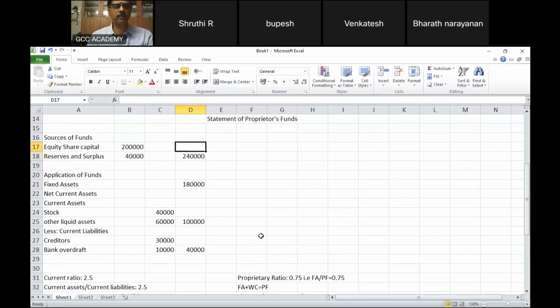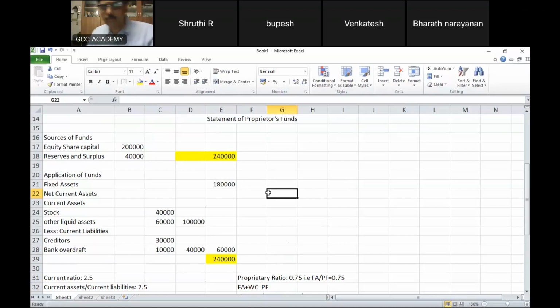So here you've got the total 2,40,000. Proprietary funds 2,40,000 total. Sources of funds and application of funds total: 1,80,000 is your fixed assets. Net current assets is 60,000. Here, 1,00,000 minus 40 is 60. 2,40,000. So the sources 2,40,000, application 2,40,000.